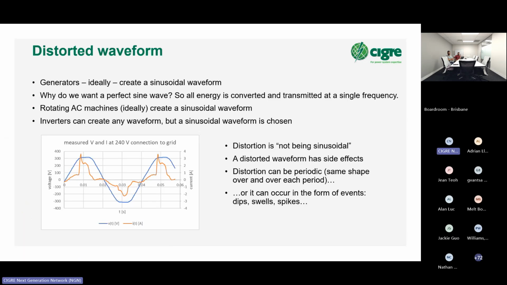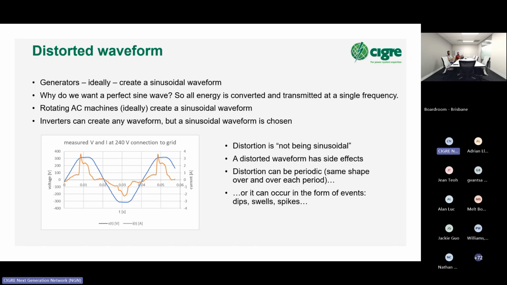So to start, this is a distorted waveform. I measured it at my house. I don't remember what was on while this was happening, but as you can see, the voltage at my connection to the distribution is a flat top, it is not a sinusoid. The current is very far from being a sinusoid. So how do we say that power is distorted, that there is bad power quality? Because when we look at the waveforms, they're not sinusoidal.